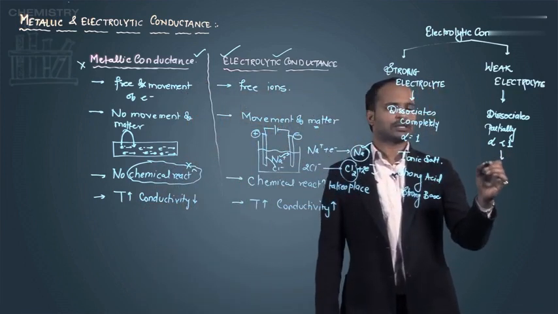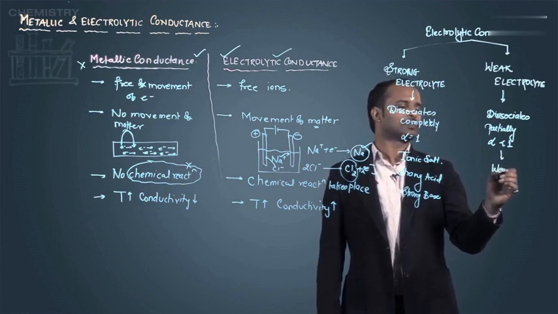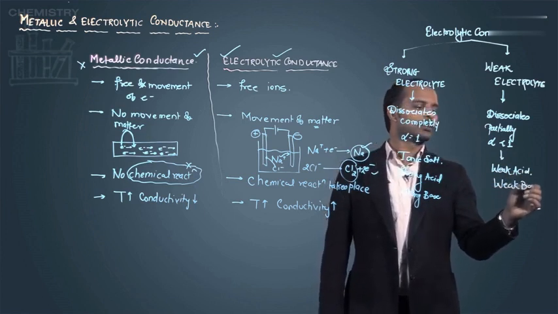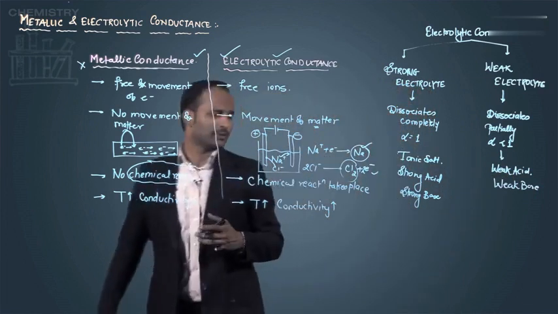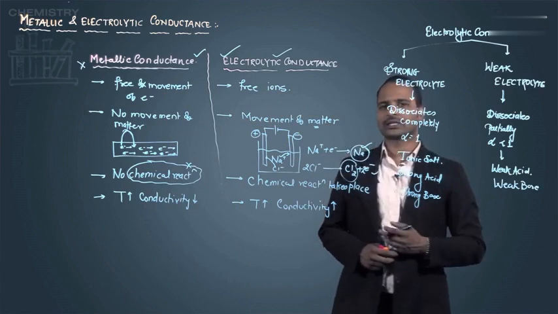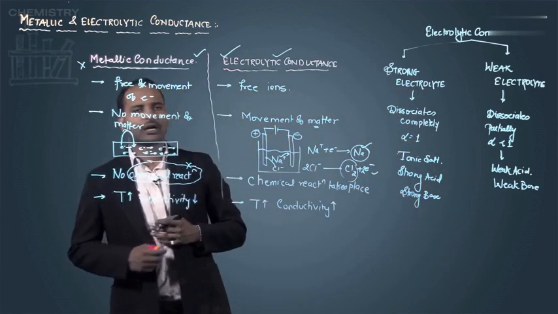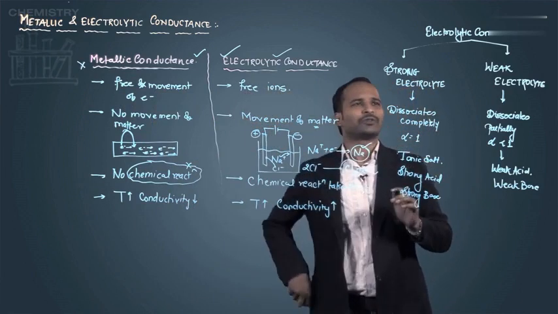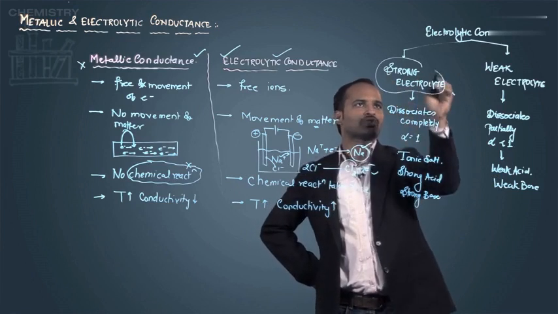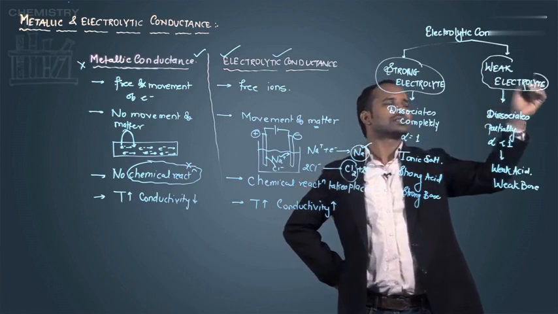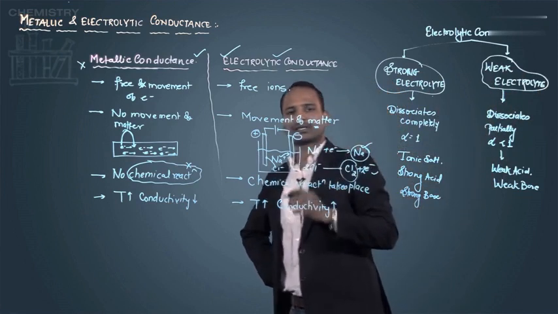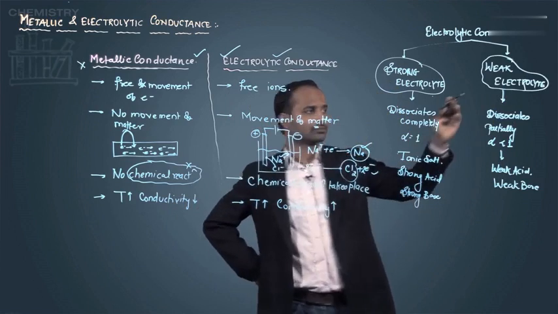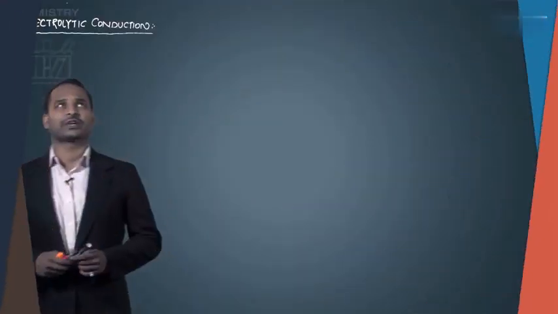While the weak electrolytes are generally weak acids, which dissociate partially, and weak bases, which again dissociate partially. Weak acids, like acetic acid, HCN, H2CO3, oxalic acid. Weak bases, for example ammonium hydroxide, copper hydroxide, FeOH3, etc. So overall we have two different types of electrolyte: the one which dissociates completely and the one which dissociates partially. Since it dissociates completely, it produces more ions and hence the conductivity is very high, while in this case, since it produces fewer ions, the conductivity is very low.